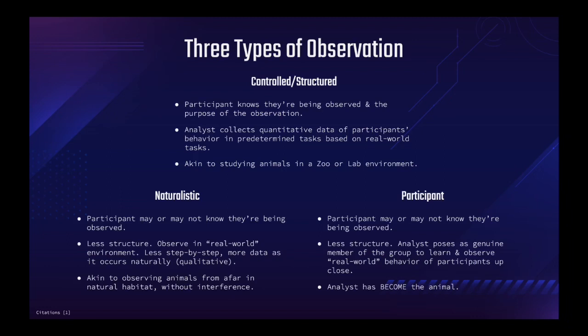When collecting data through observation, we can choose one of three methods. Controlled or structured observation is where the participant knows they're being observed, and the analyst collects data while participants perform predetermined tasks. Naturalistic and participant observation is where the participant may not know they're being observed, and the analyst has less control over the experiments. For the purposes of our class project, we will focus on controlled and structured observation.